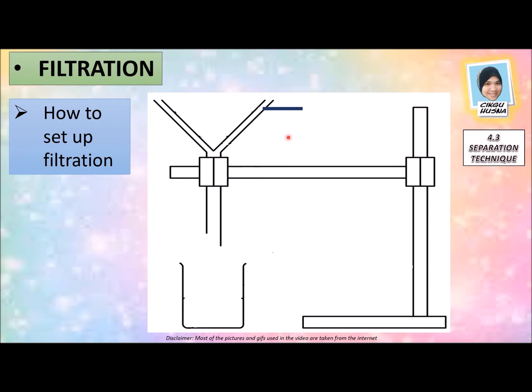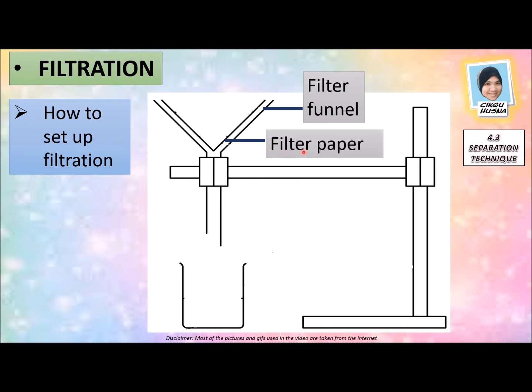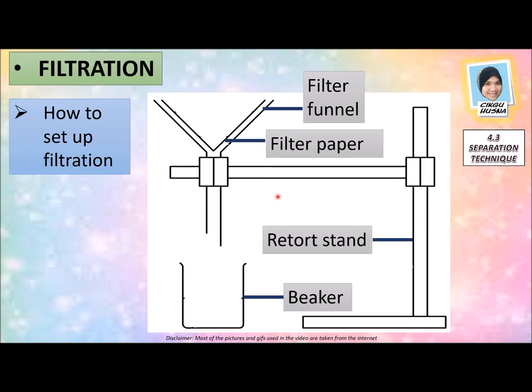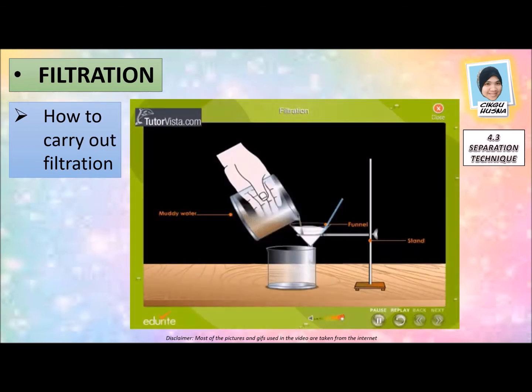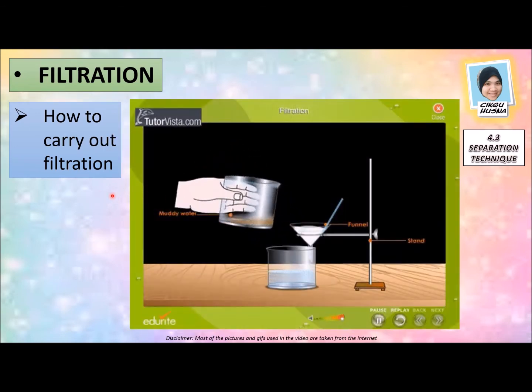How to set up filtration? You will need your filter funnel, and inside your filter funnel, you will put in your filter paper, and below the filter funnel, you will put your beaker or your conical flask, and you can use this retort stand to hold your filter funnel.